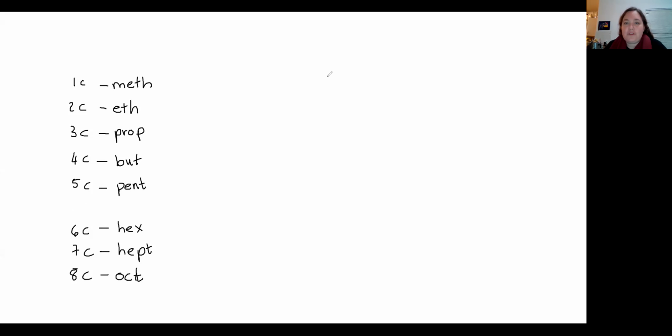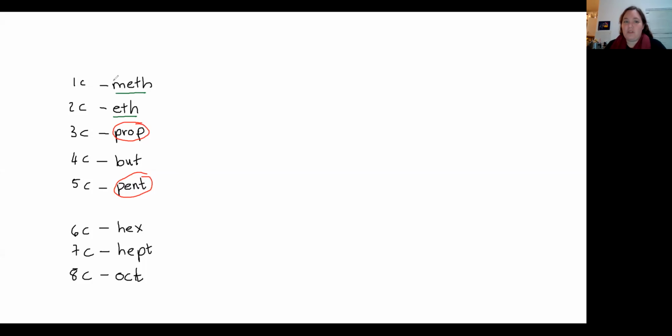I can tell you firsthand that the 2 places where people are most likely to make a careless error is they confuse pent and prop. I don't know if that's because they both start with a P and their brain just throws out one of the 2 and they get it wrong. The second place where people are most likely to confuse them are meth and eth. Other than that, you guys seem pretty good with them.